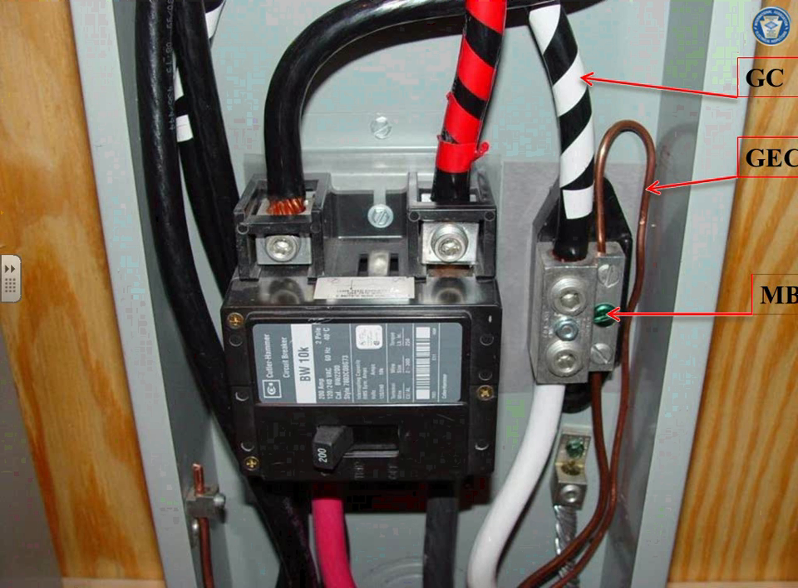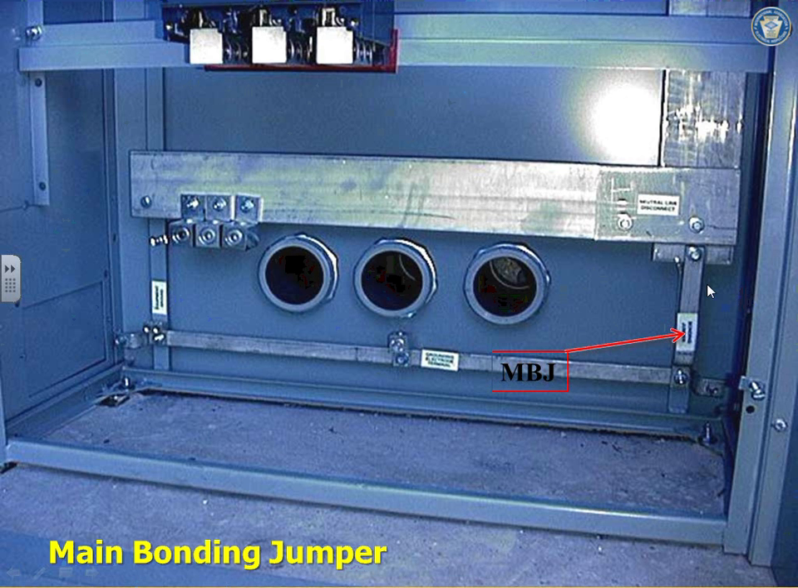Here's another main bonding jumper, grounding electrode conductor. You can see grounding conductor, grounding electrode conductor, and a main bonding jumper inside the switch gear. This is what you typically see, and I'm sure you guys have done it. That's how you bond the neutral, the grounding electrode conductor into your neutral.